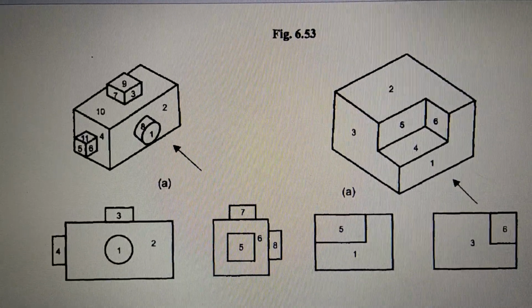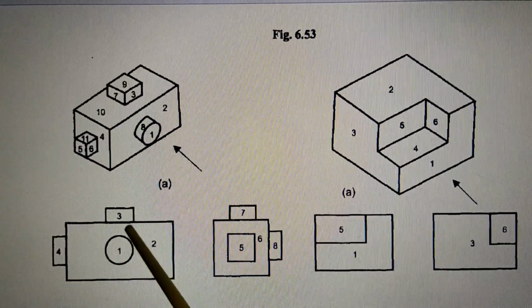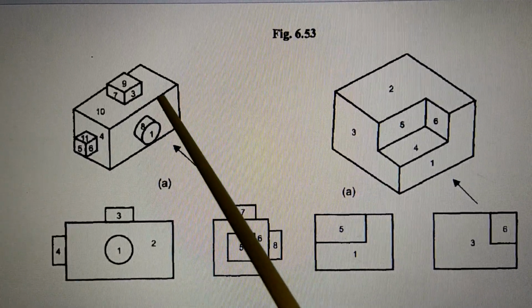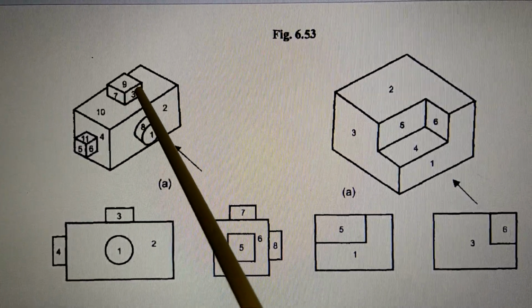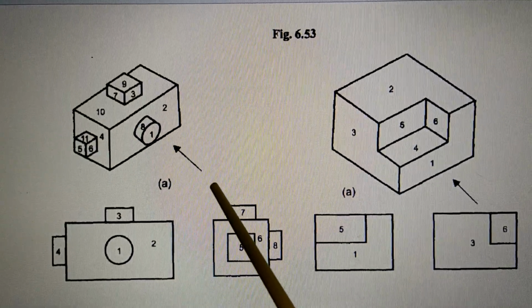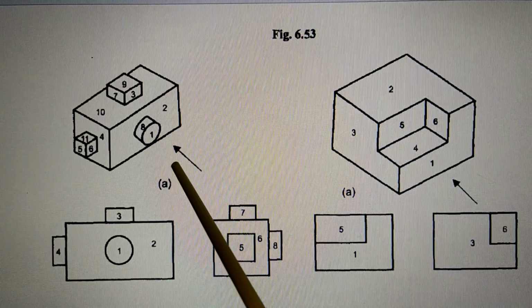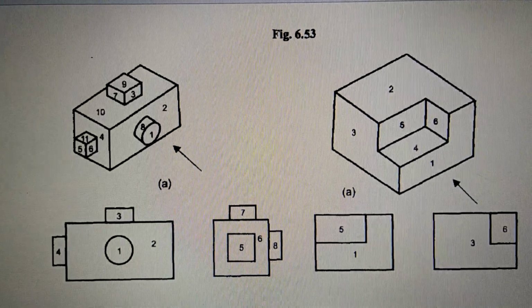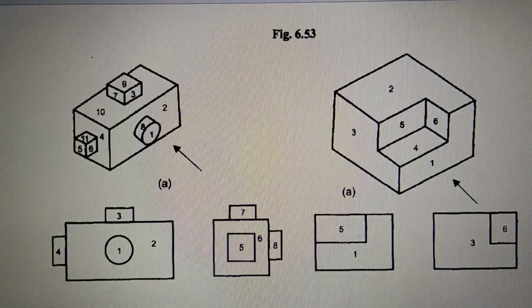Now let's take another object. So this is the object now. Again some kind of a box, and on that box there is a small box, there is one more box, there is one cylindrical disc here. When you see in this direction, that is going to be your front view. So the front view they have drawn.